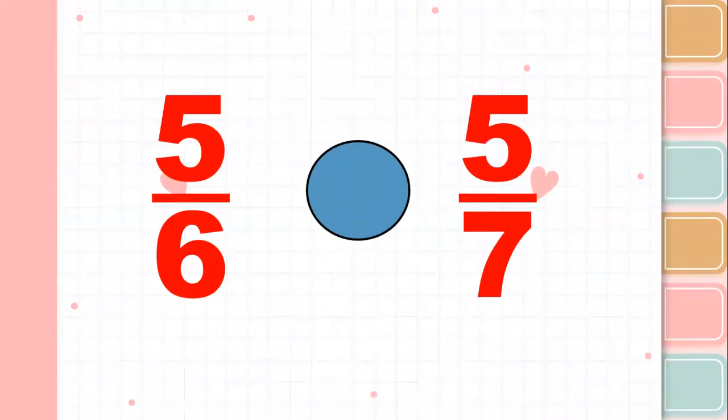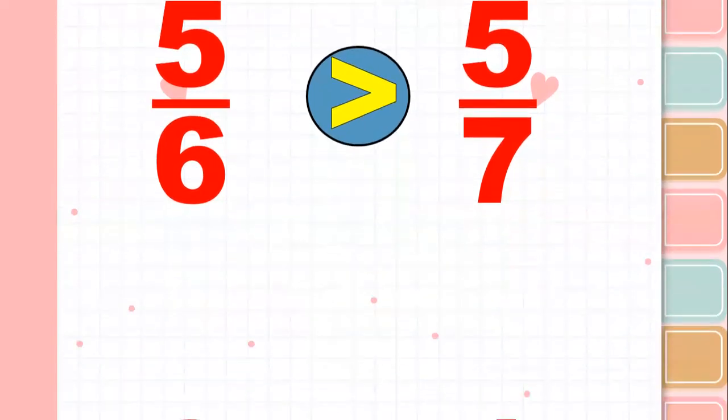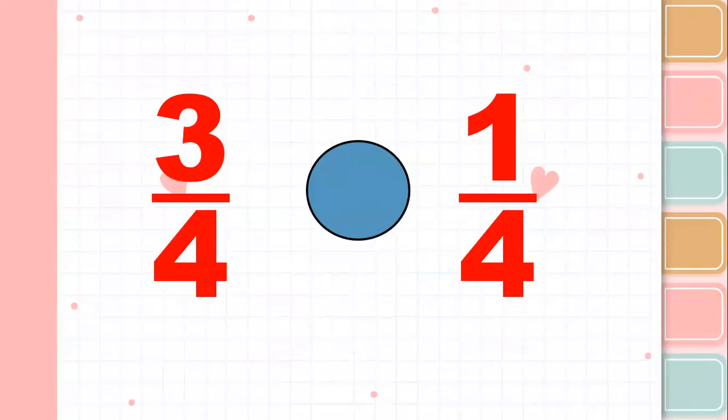Next one, 5/6 and 5/7. Greater than, lesser than, or equal? The correct answer is 5/6 is greater than 5/7. Next, 3/4 and 1/4. Greater than, lesser than, or equal? The correct answer is 3/4 is greater than 1/4.